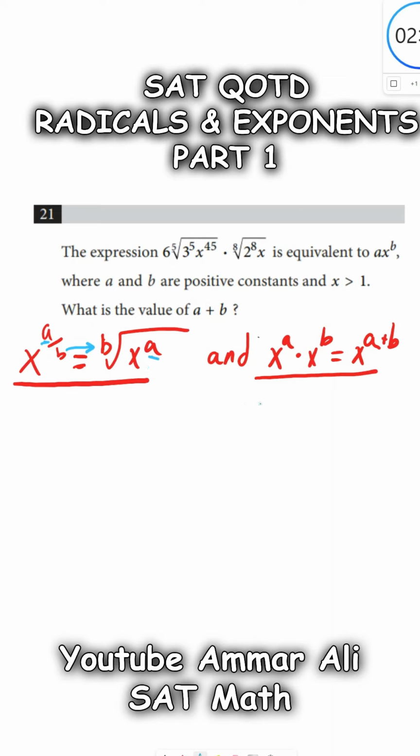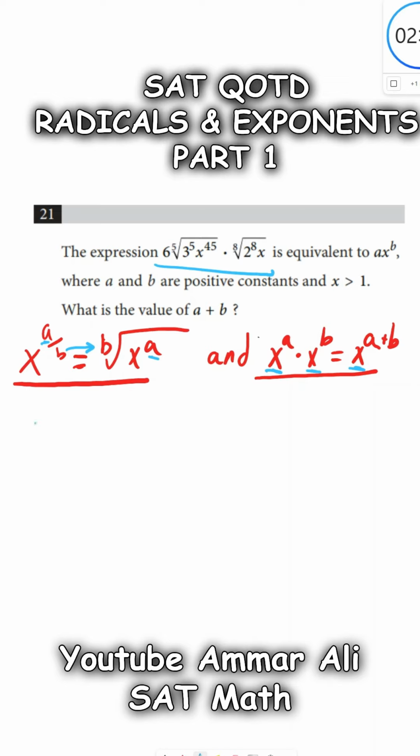And then you also have to remember, if you have two numbers in the same base raised to some exponents a and b, that is the same thing as having one number raised to the exponent a plus b. Okay, so now you'll see how we apply that to solve this one.